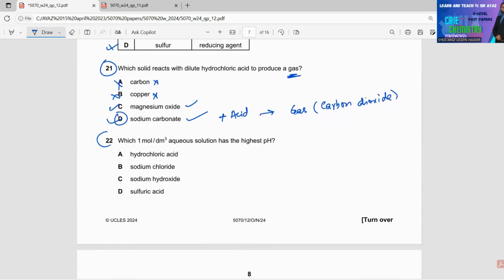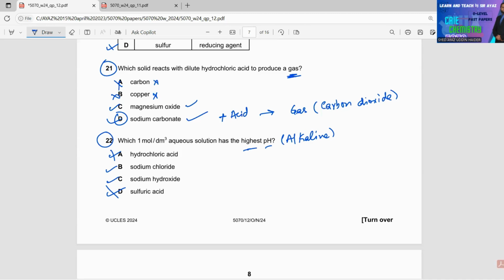22. Which 1 mole per dm cube aqueous solution has the highest pH? Highest pH means it must be alkaline. It's not acidic. So omit the choices in which you can see acid. A and D both are incorrect. You can't have A and D as your correct answer. Either B is correct or C is correct.